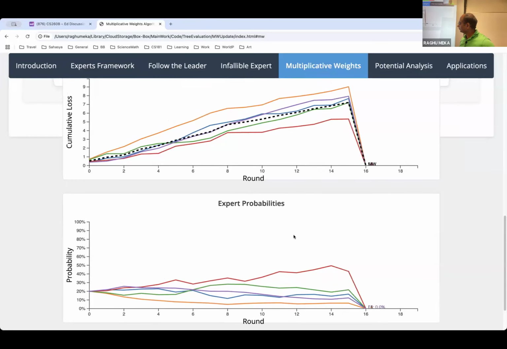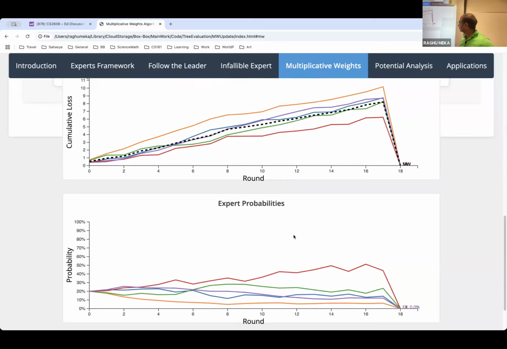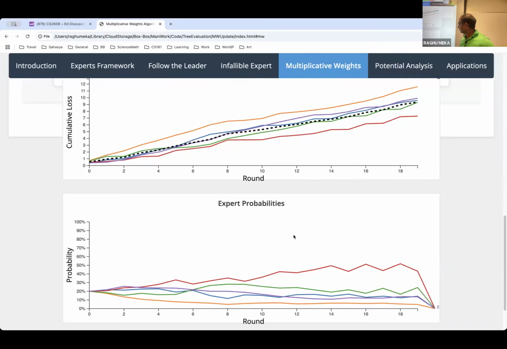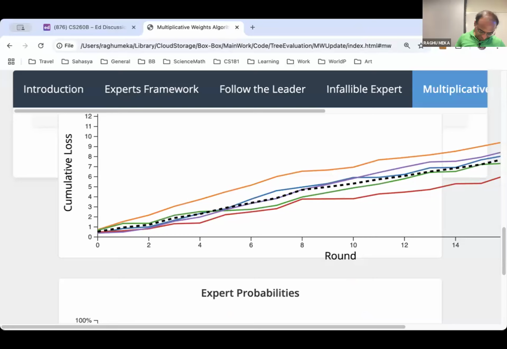Okay. All right. So it's a simple way to visualize what's happened. We are really splitting the experts apart based on the historical performance so far. Okay. All right. So that's a quick demo of what can happen.